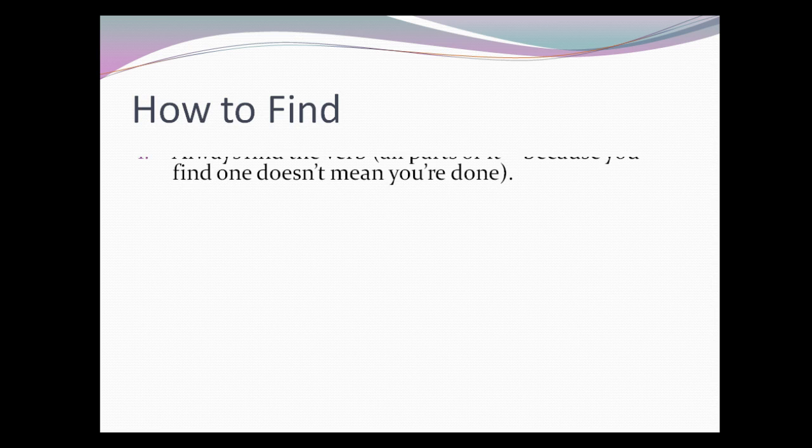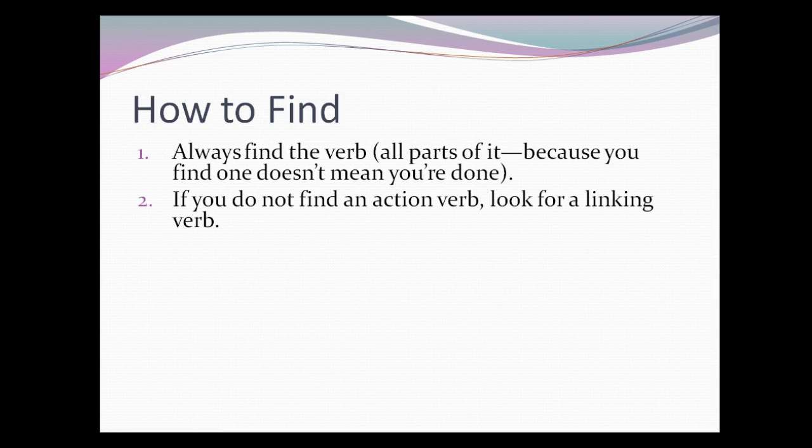How to find these? First, always find the verb, all parts of it. Because you find one doesn't mean you're done. Next, if you do not find an action verb, look for a linking verb. Oftentimes students look at a sentence and don't see a verb at all. We'll start by doing what you're most comfortable with. Look for an action verb. If you find one, great. If you don't, look for a linking verb, typically forms of be and forms of have.